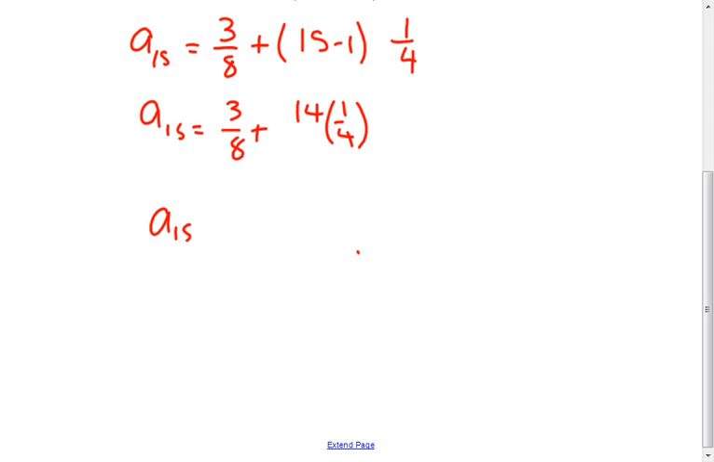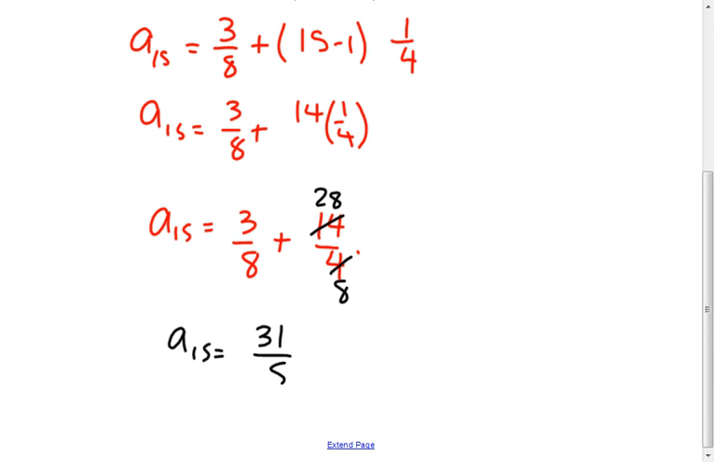So then A15 becomes 3/8 plus 14/4. And if you want to add these old school way, then you need to have common denominators. The common denominator between 8 and 4 is 8. So I would turn this into 28/8. And that becomes 31. 3/8 plus 28/8 becomes 31/8. And I actually want you to just leave it as a fraction. Don't give it to me as a mixed number or as a decimal. Go ahead and give it to me as a fraction, please.